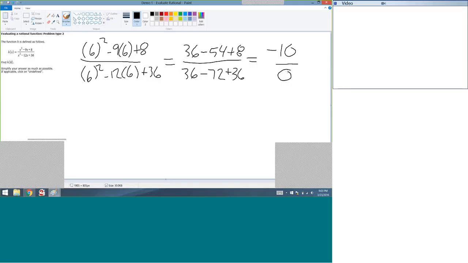Well, the rule says we can't divide by 0. That's undefined. So we have to categorize this answer as undefined. So does that make sense?